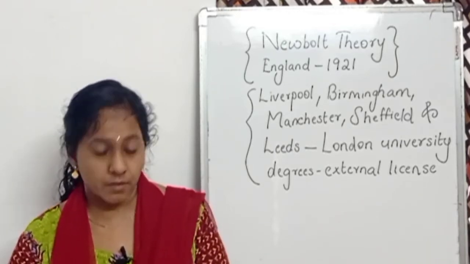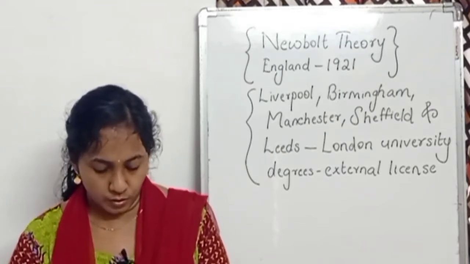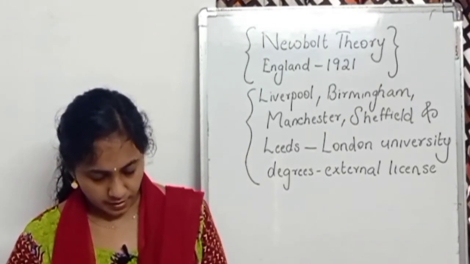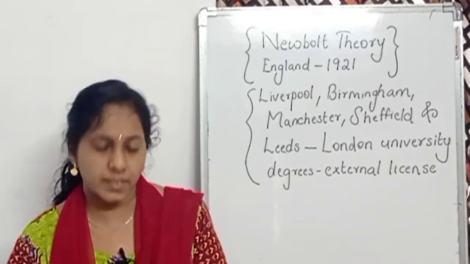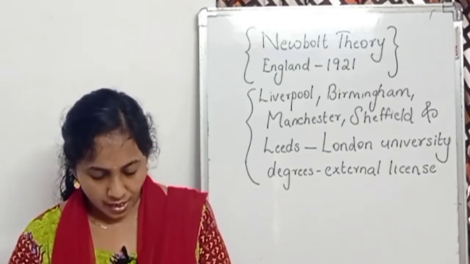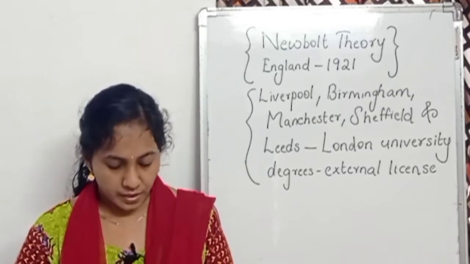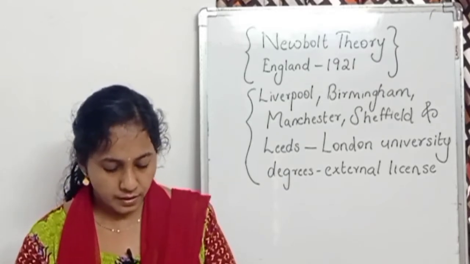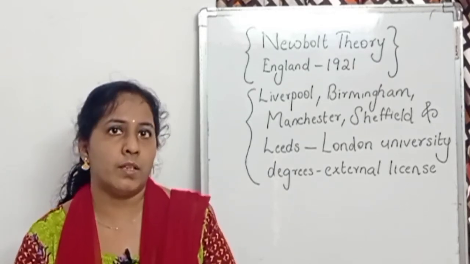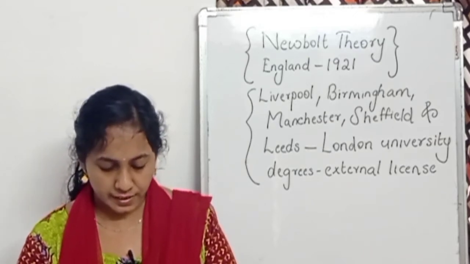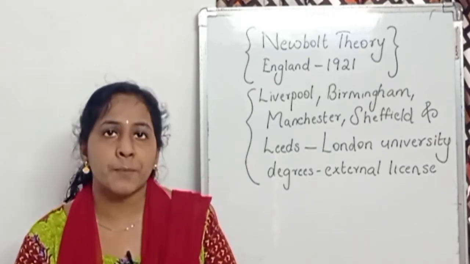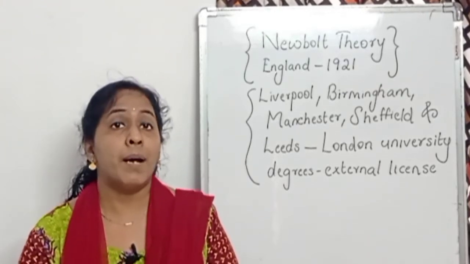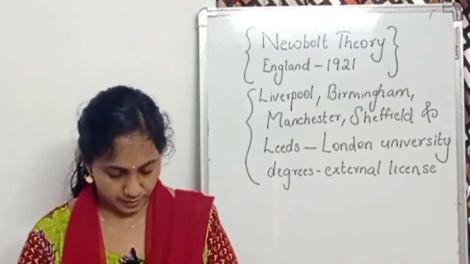In the industrial cities, which were those industrial cities? Liverpool, Birmingham, Manchester, Sheffield and Leeds. In these industrial cities, there were university colleges, and university colleges had university degrees from London. London university degrees were taught by external license from outside.